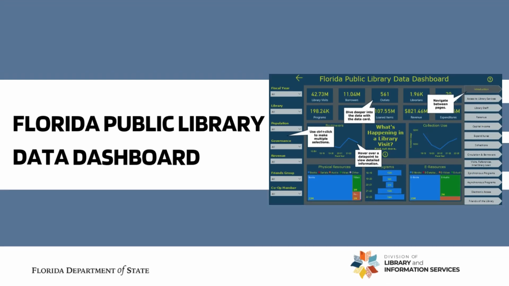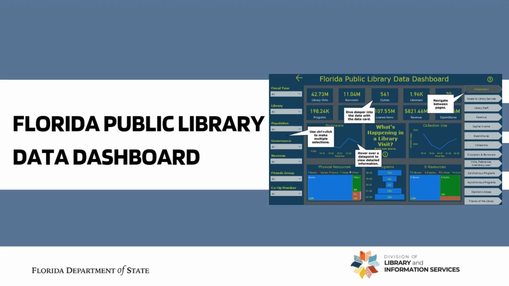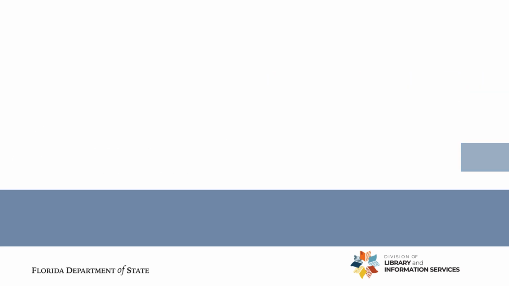The Florida Public Library Data Dashboard is intended to provide an easy way to display reported data beginning in the fiscal years 2018 to 19 through the most recently published fiscal year's data. Data is collected in the annual statistical report form for public libraries. Data is presented as it has been reported by the libraries.